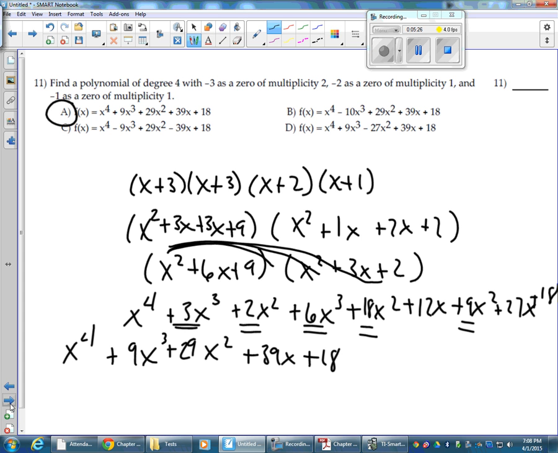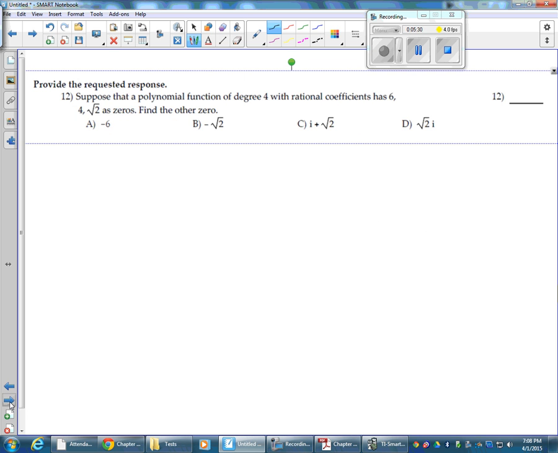Just a matter of basically doing distributive property over and over again. Number 12. Suppose the polynomial function of degree 4 with rational coefficients has 6.